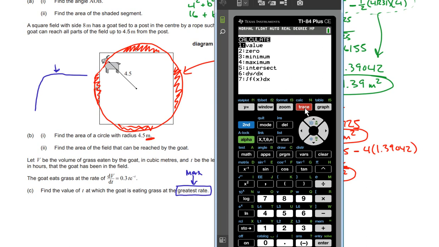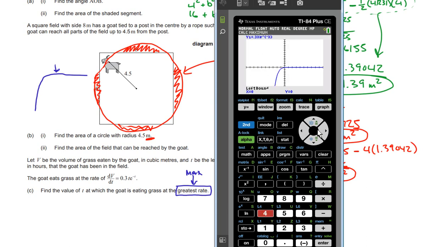So we do second trace. We're going to look for a maximum, which is number 4. And we want to start over here to the left where we know for sure we're below it. Now we're just going to move to the right, and we're going to watch that y value go up and up and up. It's now into the positives. It's going to keep going up.